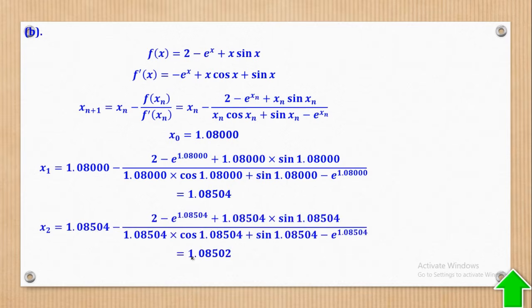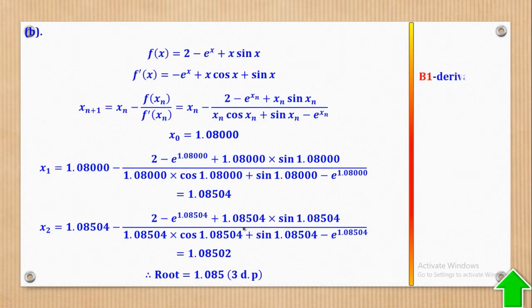I'll come up with 1.08508. So when I round off, this one is 1.085, and this is 1.085 to 3 decimal places, meaning that they are the same, therefore the root will be 1.085 to 3 decimal places. So basically that is what they wanted.